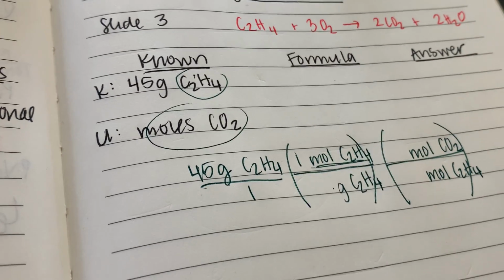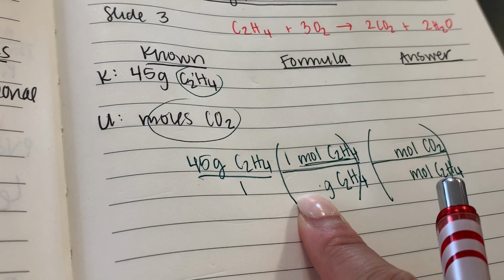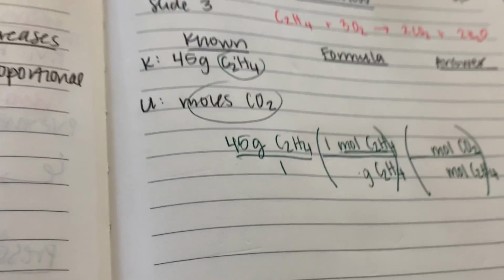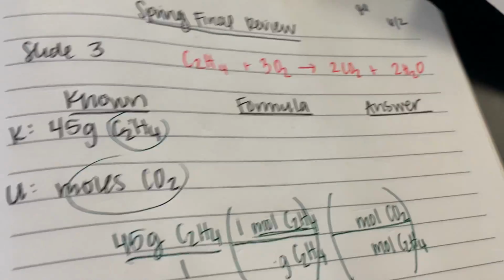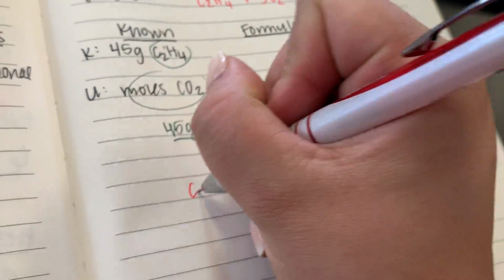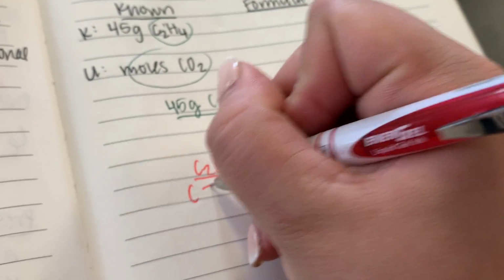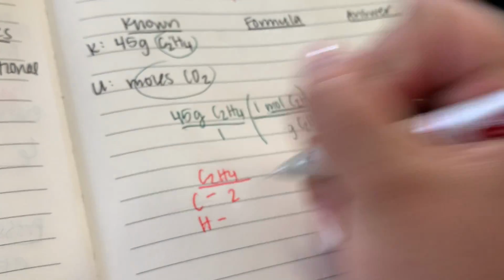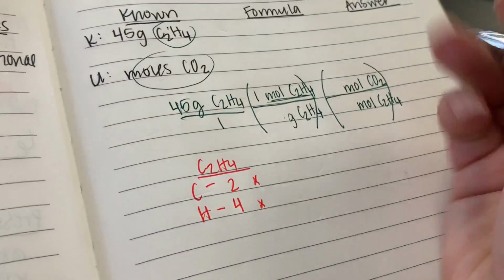So as for the numbers, the formula says molar mass. So we need the periodic table. We need to find the molar mass of C2H4. So really quick, C2H4, I have C and I have H, right? How many C's do I have? 2. How many H's do I have? 4. Multiply that by the atomic mass.